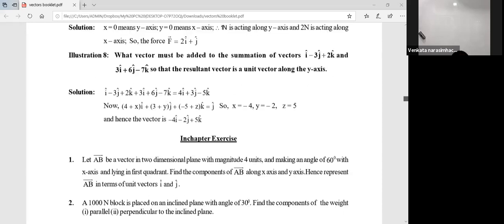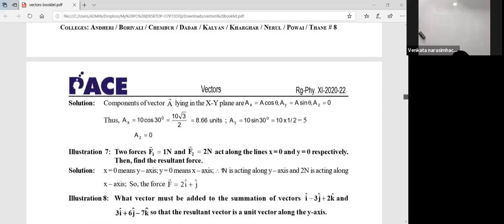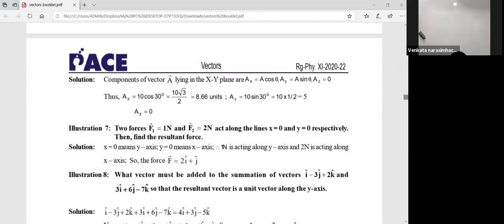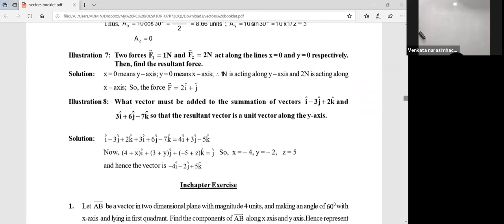Sir, I have a doubt. Tell me. Sir, it can be minus j. Why can't it be minus 4? Because it will also be a unit vector, minus unit j cap. He said unit vector along y-axis. He didn't say unit vector along minus y-axis. Okay, he didn't say negative y-axis.